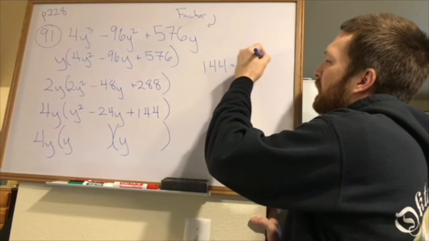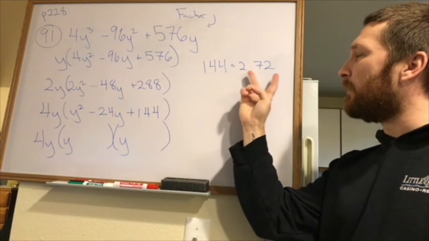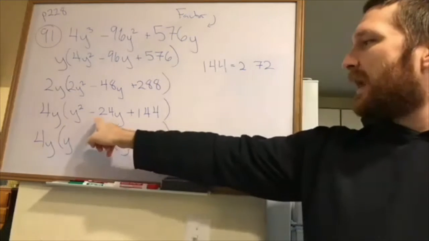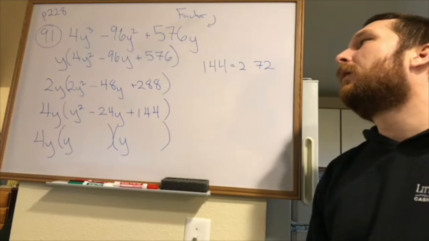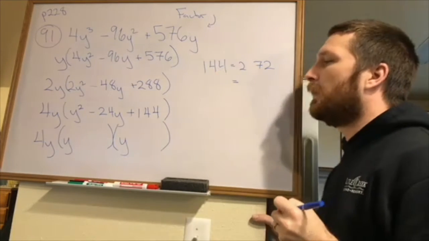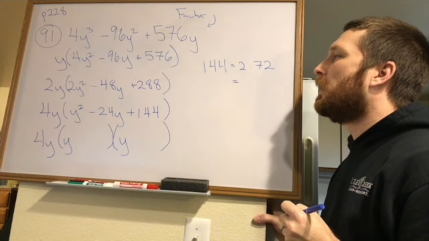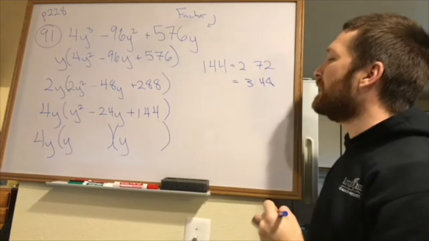One thing I noticed though is 2 and 72, that's going to make a pretty big number, right? Like it's either going to be 70 or 74. And I'm looking at that and I'm thinking 24. What else is 144? 3 times 48. Still not going to help me out.